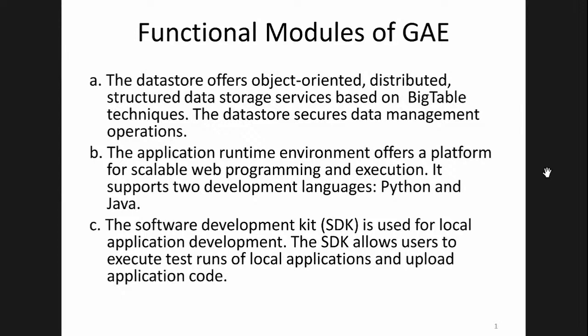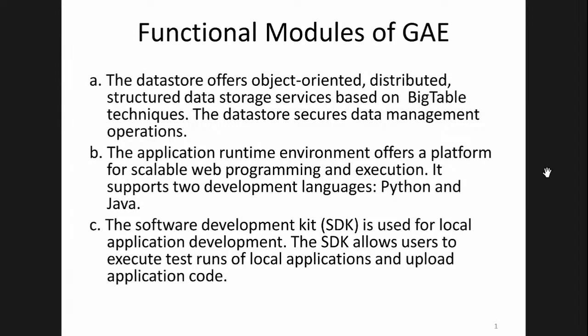So there are certain kinds of functional modules which are usually taken as a part of Google App Engine: the software development kits, the data storage, the application environment and what languages it runs on, the administration console, as well as the Google App Engine web service infrastructure. The datastore offers object-oriented distributed structured data storage services based on Bigtable techniques. So it is completely dependent upon Bigtable techniques, and the datastore secures the data management operations.